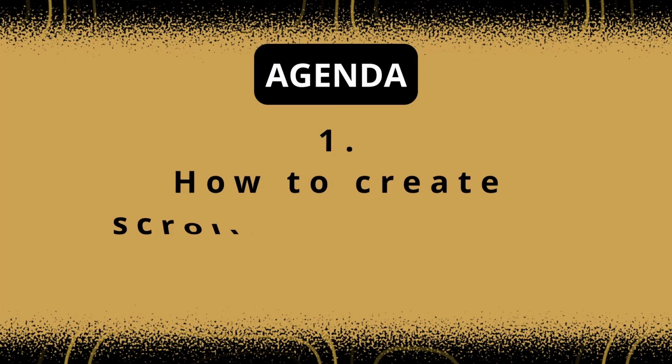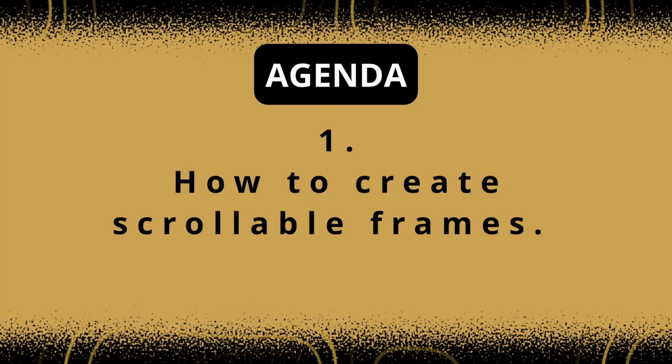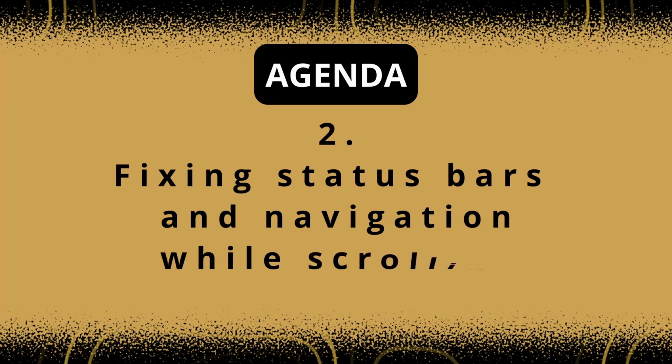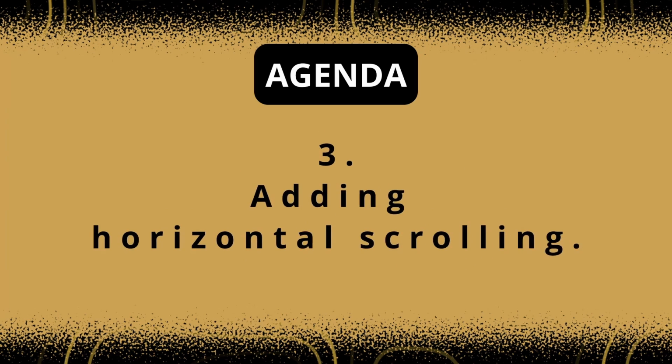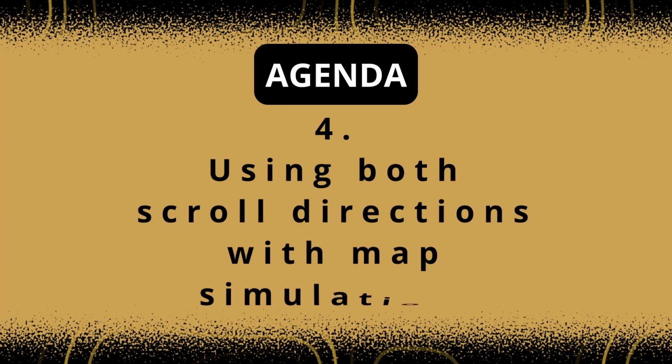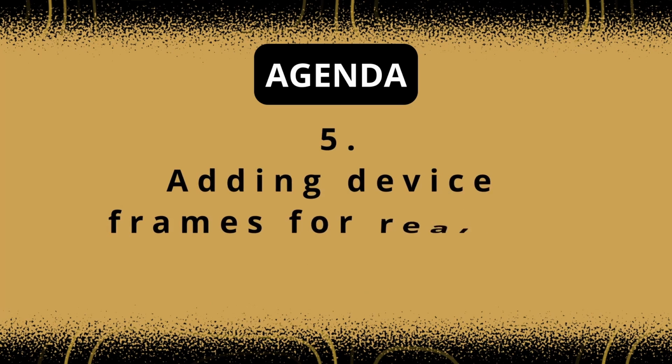First, we'll see how to create scrollable frames in Figma. Second, how to keep the status bar and navigation fixed while scrolling. Then we'll learn how to add horizontal scrolling. After that, we'll see how to simulate map-like interactions using both vertical and horizontal scrolling directions. And lastly, we'll learn how to add device frames for realistic prototyping.